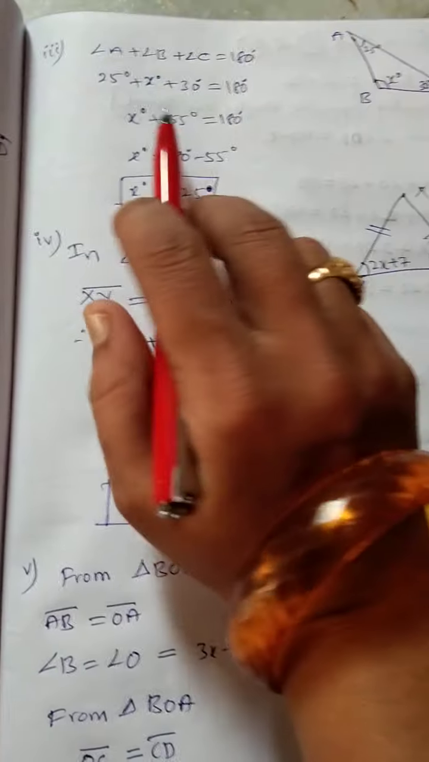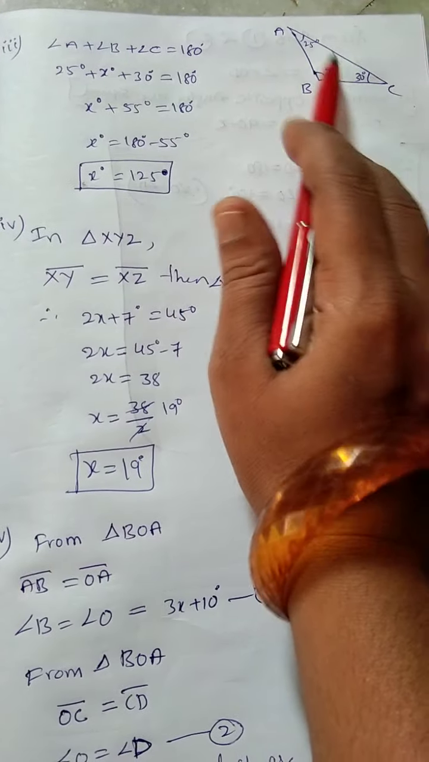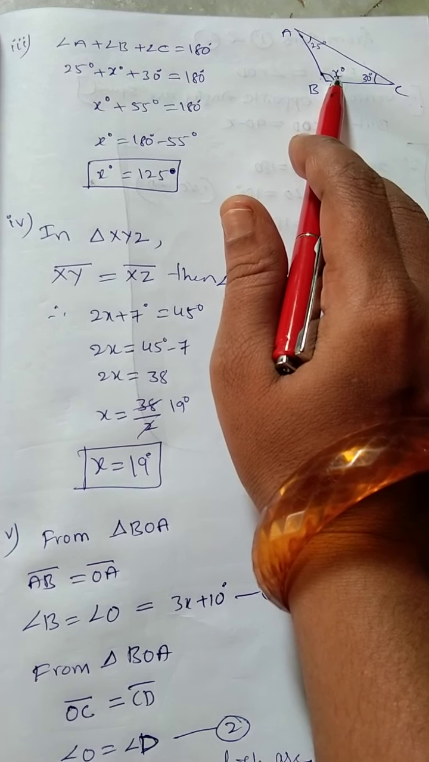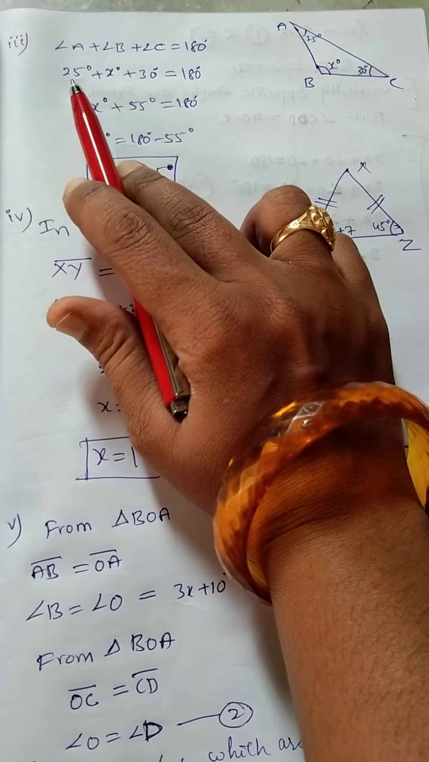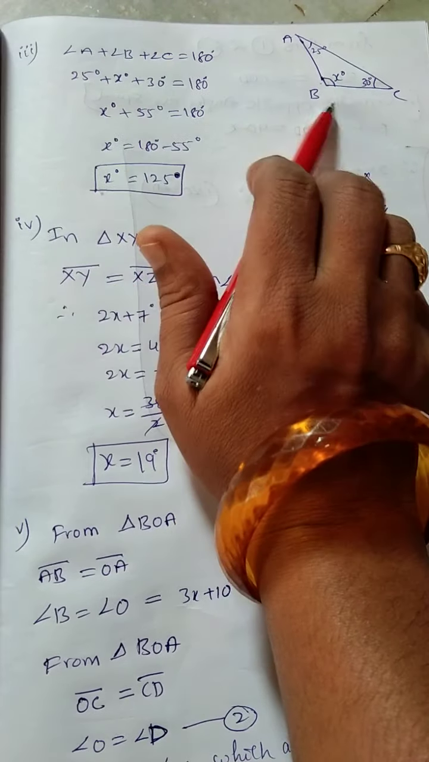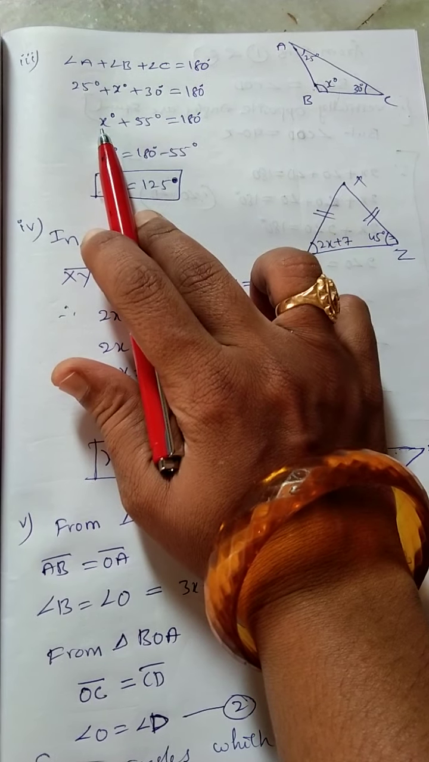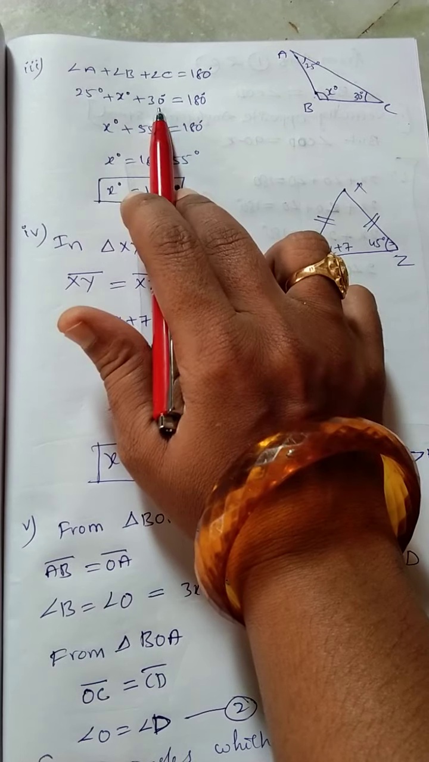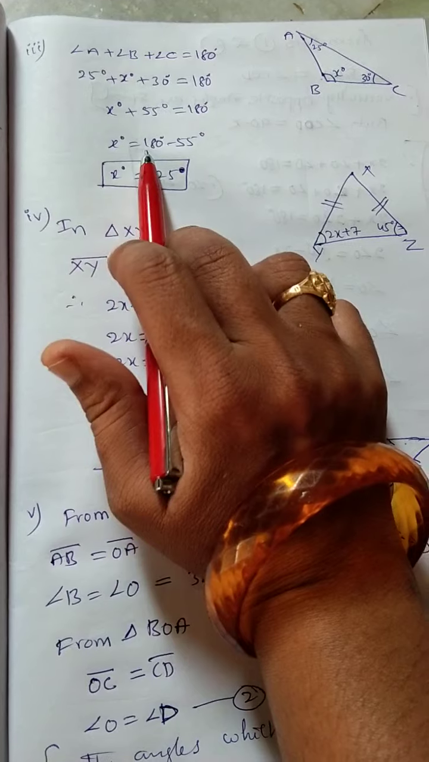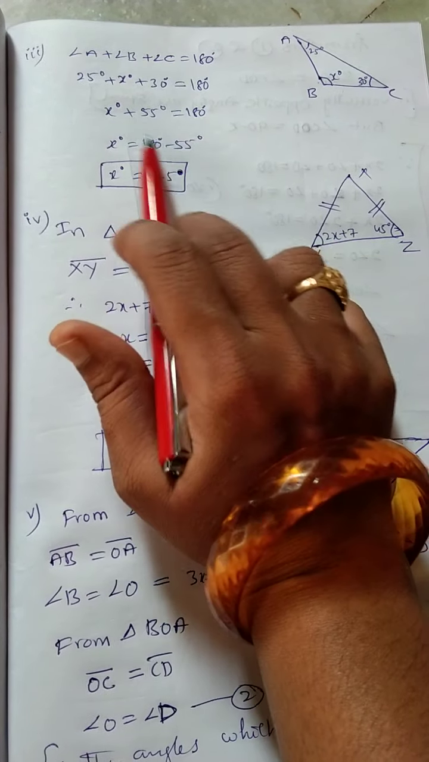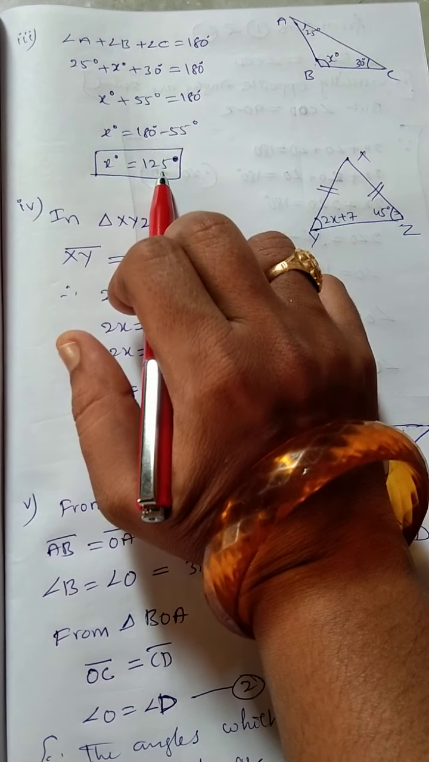Next bit. Here angle A, angle B and angle C are given. We need to find the x value. How can we find it? Same formula: the sum of the three angles in a triangle is 180. So angle A is 25, angle B is x, angle C is 30 degrees, equal to 180 degrees. Now first you add these two values, so we get 55. x plus 55 is equal to 180. x is equal to 180, transposing plus 55 becomes minus 55. So x is equal to 180 minus 55, which is 125.